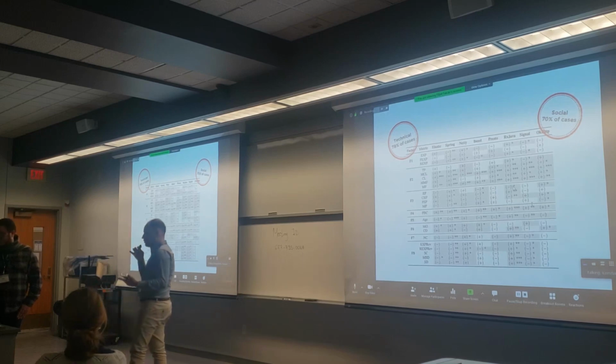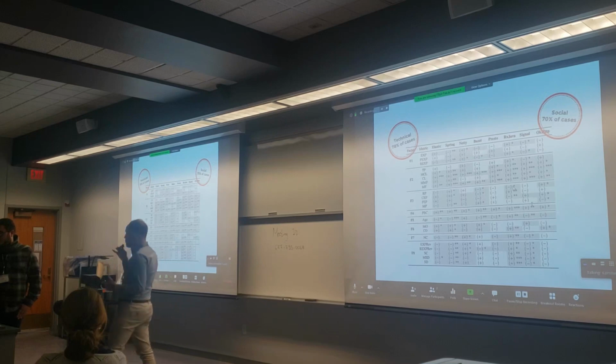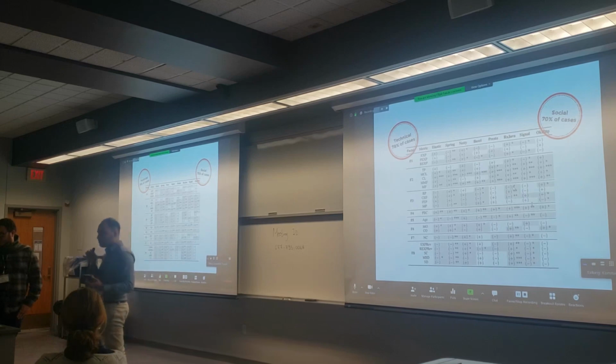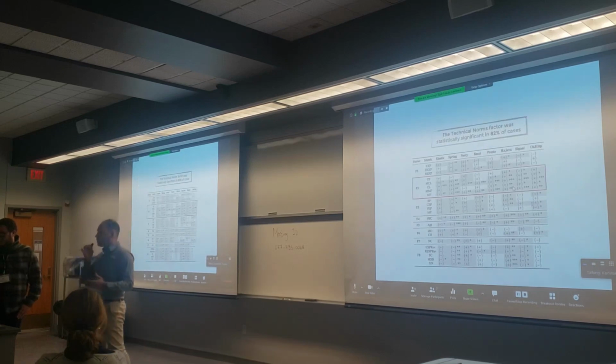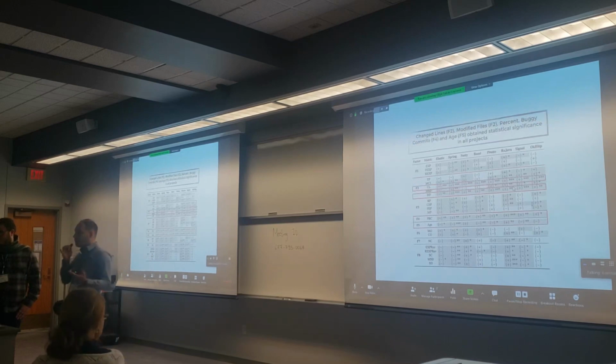So our results show for the first research question that the technical factors were statistically significant in 71% of the cases, while the social ones were statistically significant in 17% of the cases. We can also see that the technical norms factor was statistically significant in 82% of the cases, and that the changed lines metric, the modified files, the buggy commits, that's factor 4, and the age metric, factor 5, obtained statistical significance in all the projects we analyzed.